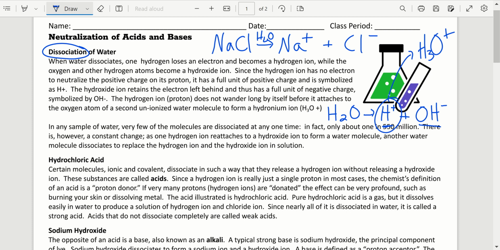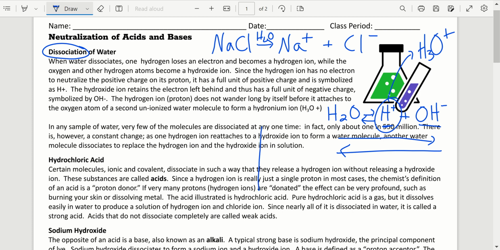Okay? In any sample of water, very few of the molecules are dissociated at any one time. In fact, it's about 1 in 550 million. Tiny, tiny, tiny. There is, however, a constant change. As one hydrogen ion reattaches to a hydroxide to form water, so it's going in both directions. It's going forward like this and then reverse like this. And then another water molecule dissociates, okay, so it is just consistent.